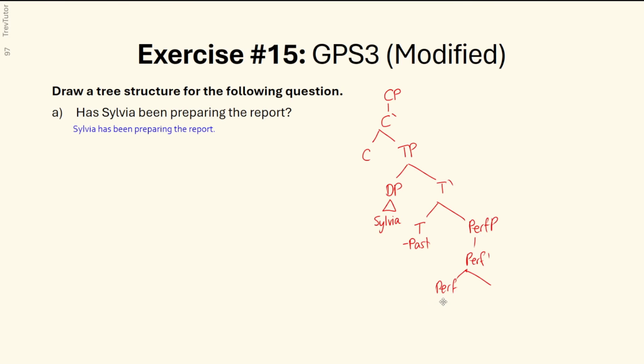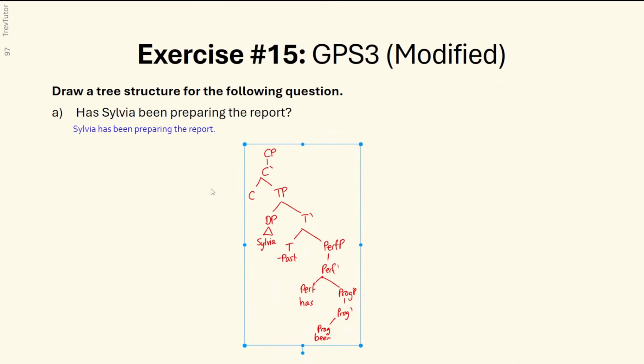Sorry, this shouldn't be have. This should be has in this case. It's third person singular. So now we have our progressive phrase going into the progressive bar, and that's going to take a progressive, which is the form been, and this will continue. This might look a little stubborn, but that's okay. And then preparing is going to be our verb phrase for this one, preparing the report specifically.